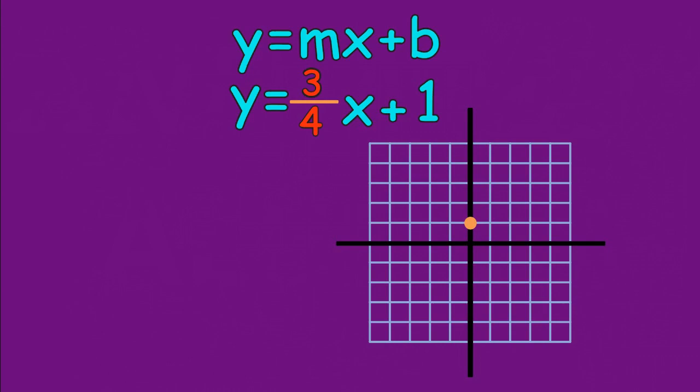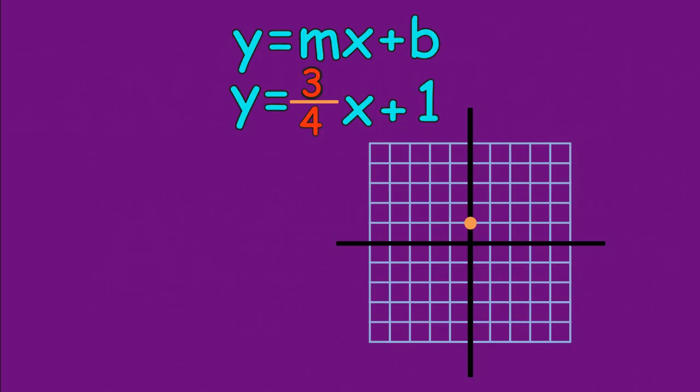Now we can deal with the slope, which tells us how steep the line will be. If y is all by itself, then the slope is the number right in front of x. The slope for our equation is 3/4. We're going to start with the dot we marked for the y-intercept. The top number of the slope, or numerator, tells us how far to go up or down.